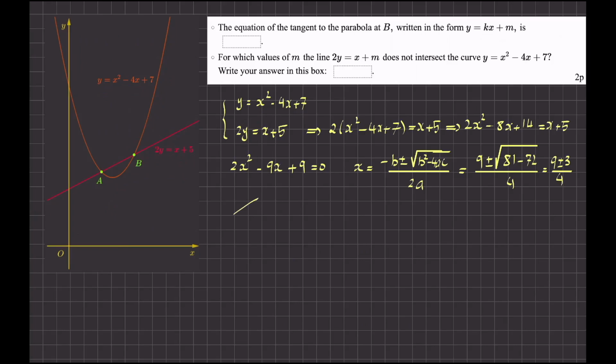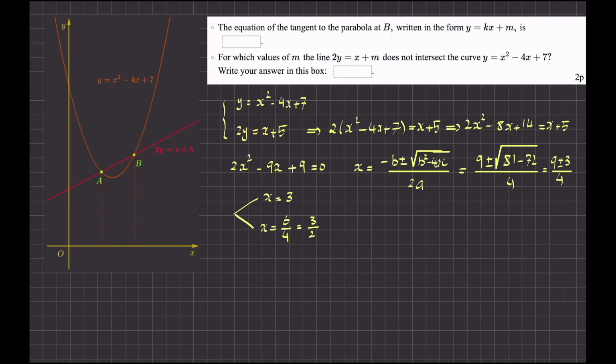So then I will have two answers. Either x is 9 plus 3, 12, divided by 4, which is 3, or x is equal to 9 minus 3, 6, divided by 4. So it becomes 3/2. Okay, but be careful. Did you expect to get two answers? Yes, because even in the picture you see that I have two intersection points. So one of them has x coordinate 3, the other one has x coordinate 3/2.